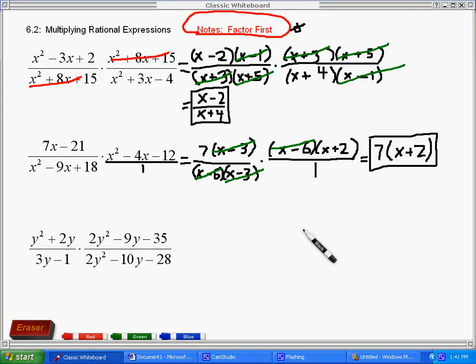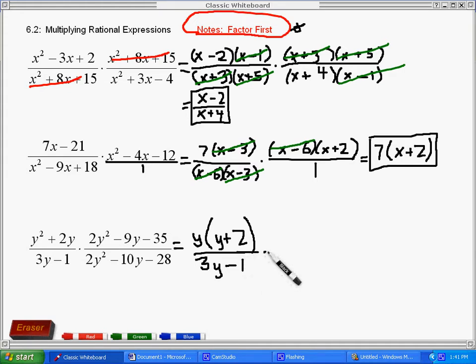Alright, so I have one more example here. My last example, again, our first step should be to factor top and bottom. First rational expression, I want to factor out a y, it's a GCF, which leaves y plus 2. And then on the bottom, we cannot factor anything. There's no GCF, it's not a trinomial, so we're just going to leave it as 3y minus 1.